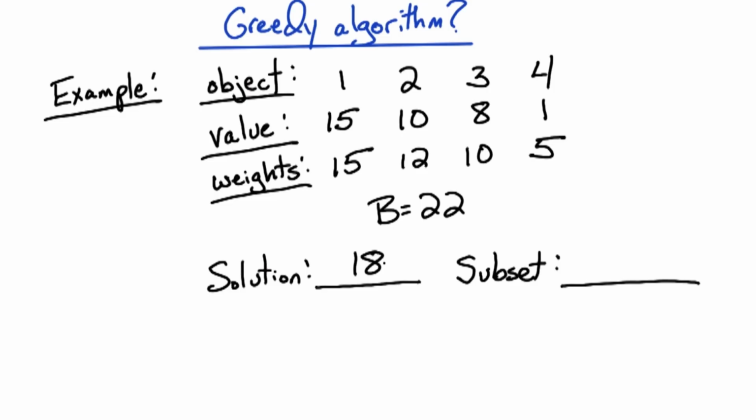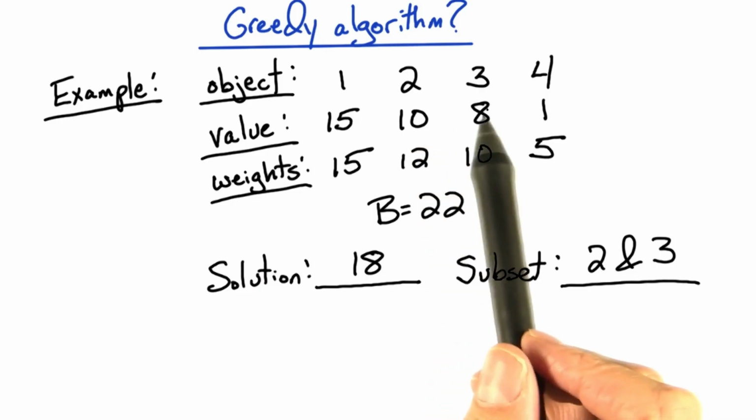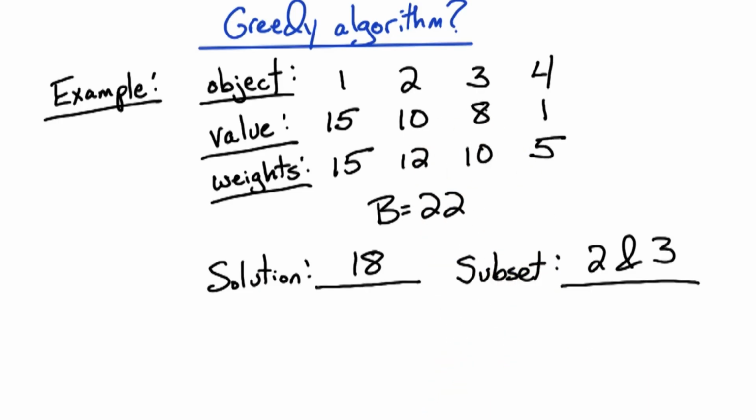For this example, the maximum value that we can obtain is 18, and that is obtained by using objects 2 and 3. The total weight of these objects is 22, 12 plus 10, and the total value we obtain from them is 10 plus 8, which is 18. Now let's compare this to the greedy algorithm. What would a greedy approach do? A greedy approach would take the most valuable object and try to fill up the backpack as much as possible with that most valuable object.